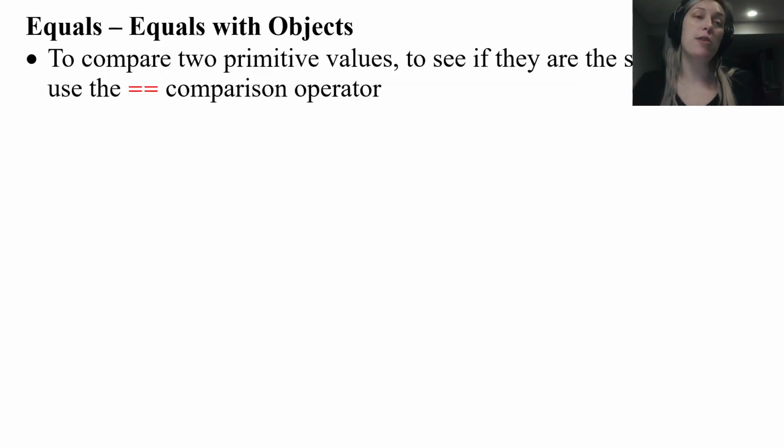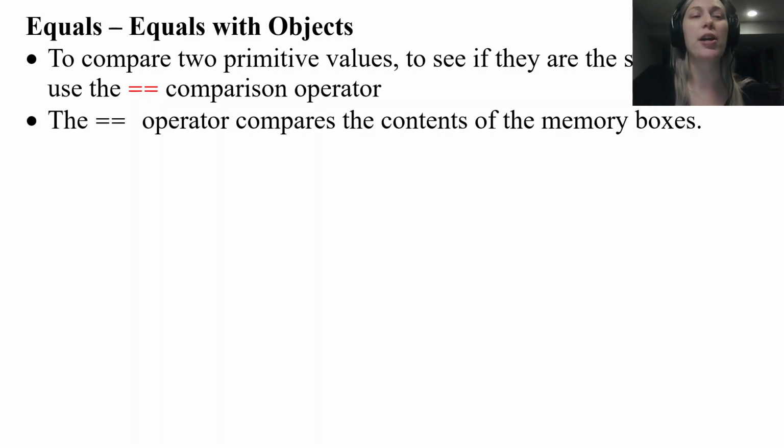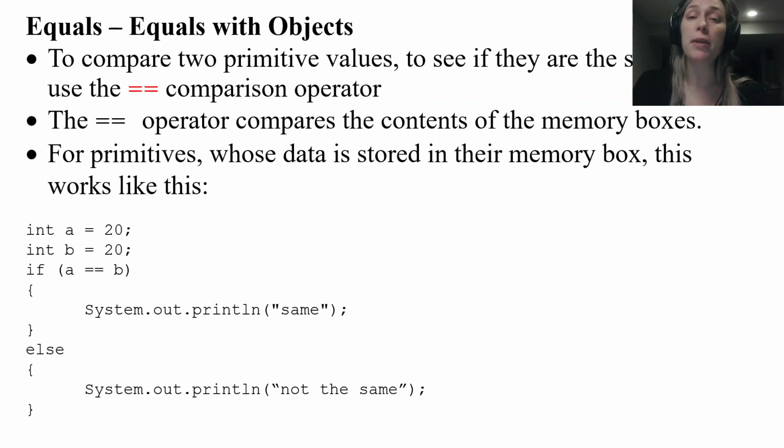So let's start off with the equals to, because that's how so far we've been able to compare two expressions, right? That comparison operator. Now, the equal to compares contents of memory boxes, okay? Which is why for primitives whose data is stored in a memory box, it's the perfect operator to use.